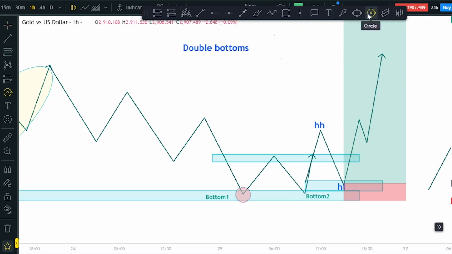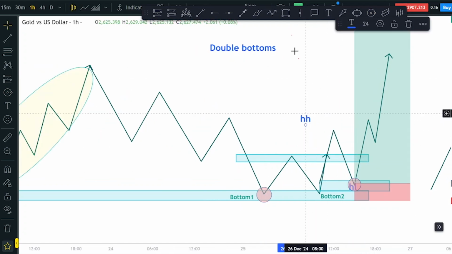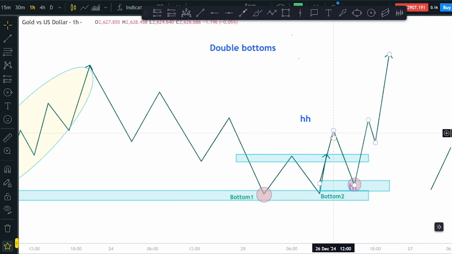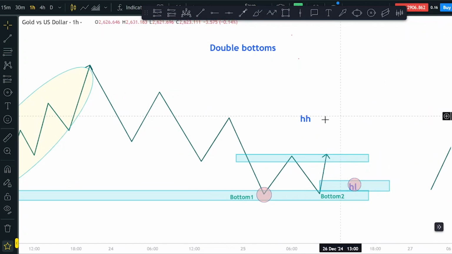The second way to enter from this chart pattern is to wait for the market to break out and make a retracement from the previous high, which is the neckline and which is also a resistance. This retracement will be a higher low, which creates a support where we buy from.